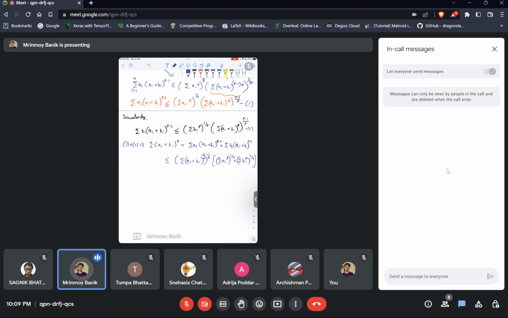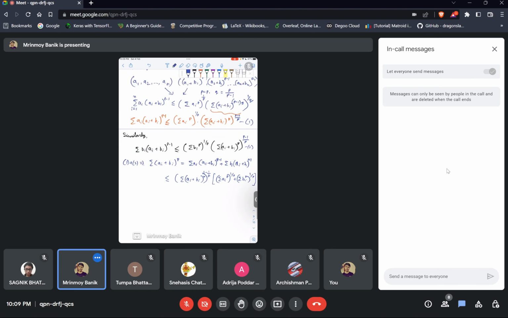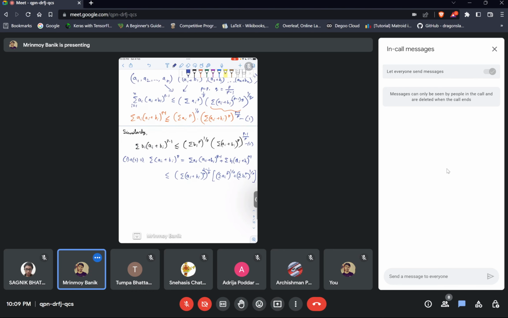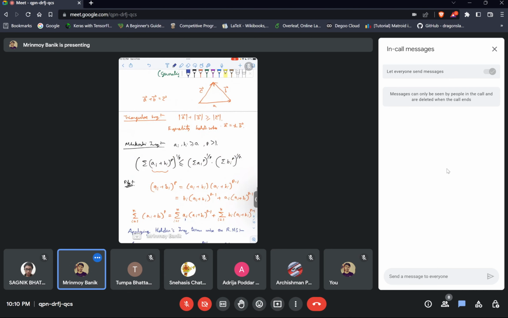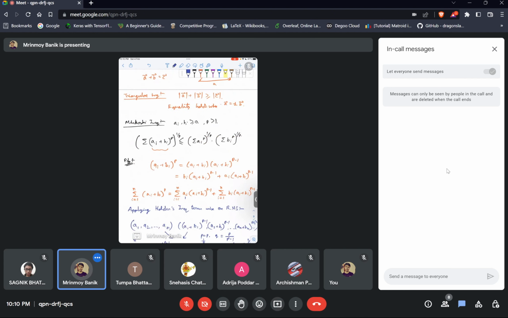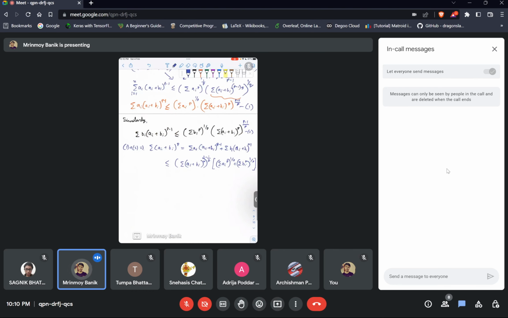So did we get our required inequality? What was our required inequality? The required inequality had 1 by p on both. The left-hand side had the sum over (ai plus bi) to the power p, whole power 1 by p. So let's take 1 by p on both sides.